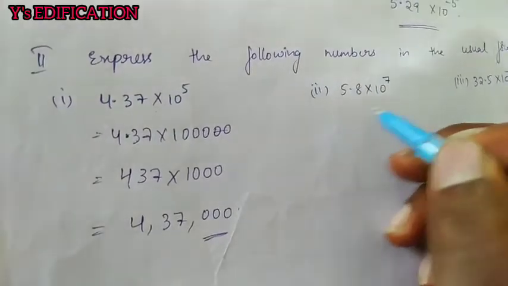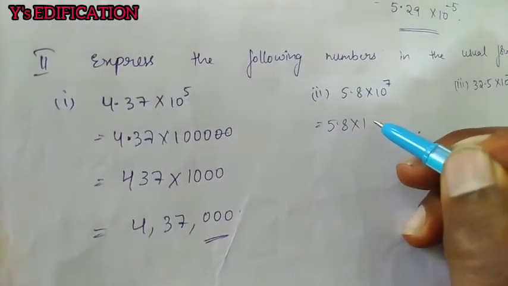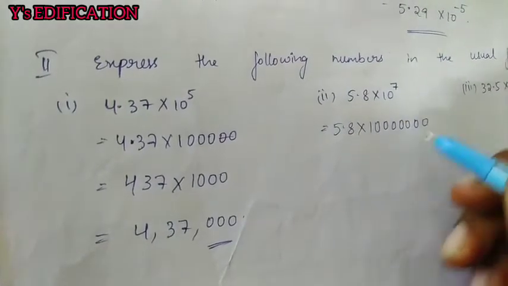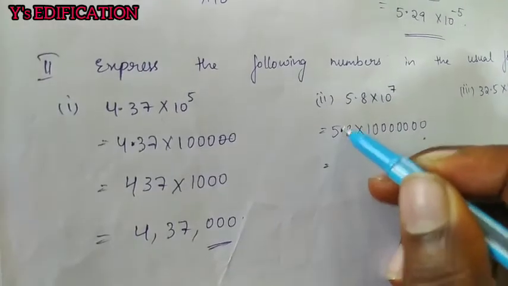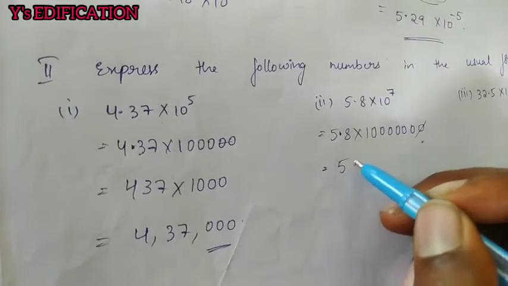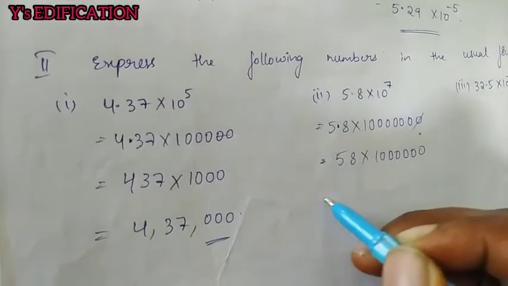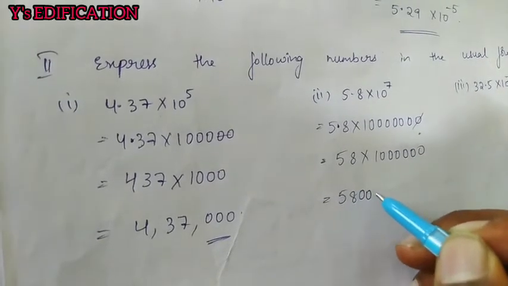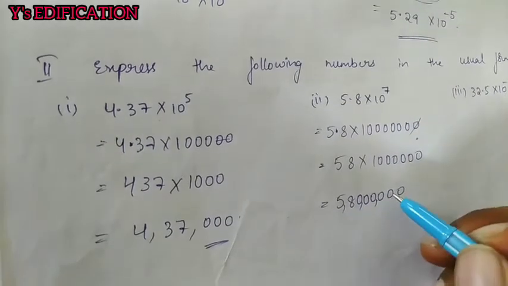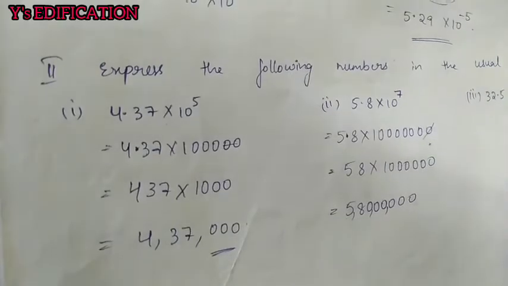Similarly, next one, 5.8 into 10 power 7. So 5.8 into 10 power 7 means we have to write 7 zeros. 1, 2, 3, 4, 5, 6, 7. Okay. So take this decimal value. That means 1 digit is taken for the decimal. So 58 into 1, 2, 3, 4, 5, 6. So it will become 1, 2, 3, 4, 5, 6. Okay. So it became 5 crores 80 lakhs. Okay.